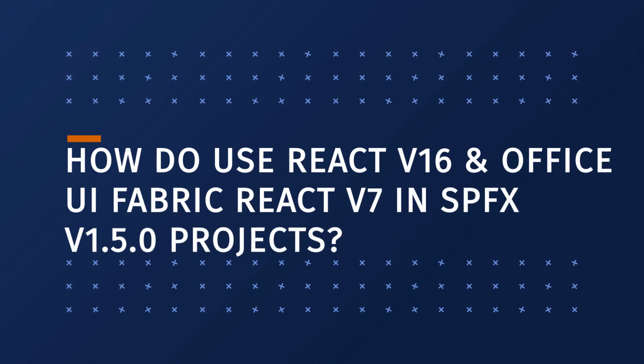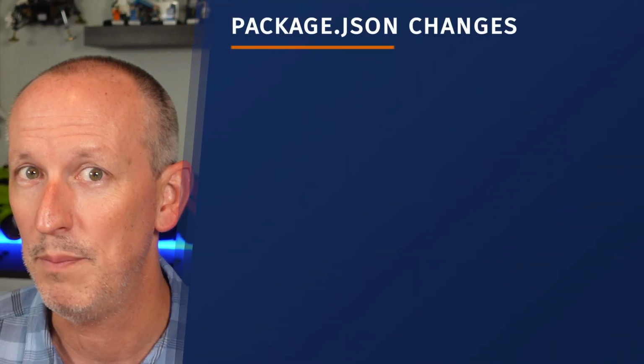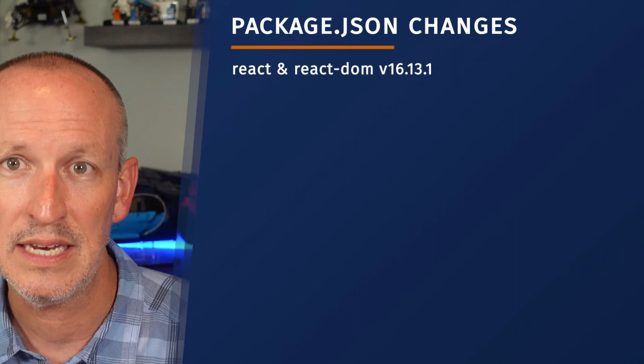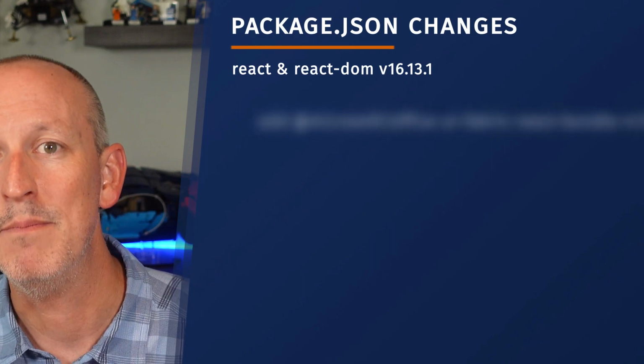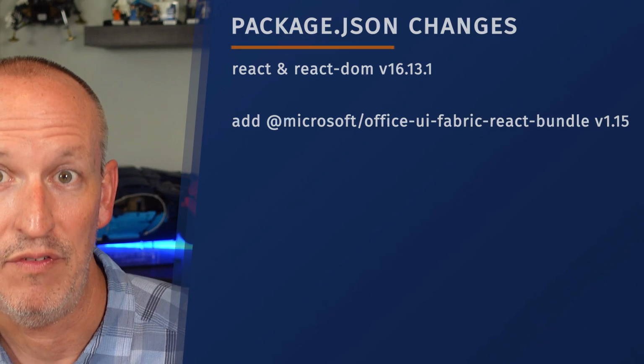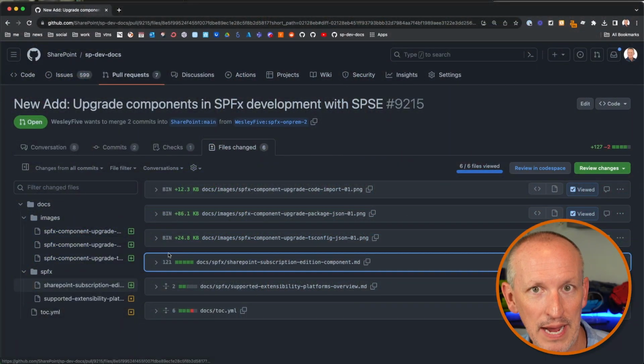Now, when I delved deeper and reviewed the pull request that was submitted to update the documentation on how you upgrade your projects to the newer versions of React and the Office UI Fabric, I was absolutely astonished by what I was reading. The instructions advised manually modifying the package.json file to gain support for these new dependencies by setting the versions of React and the React DOM packages to 16.13.1 and adding the Microsoft Office UI Fabric React Bundle package version 1.15.